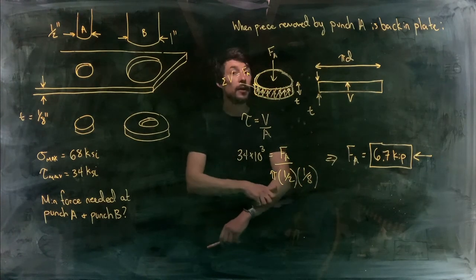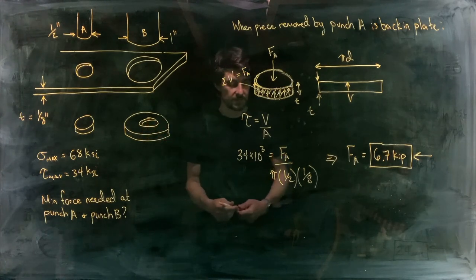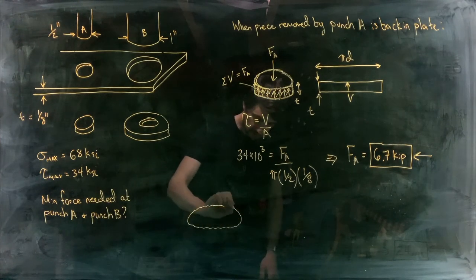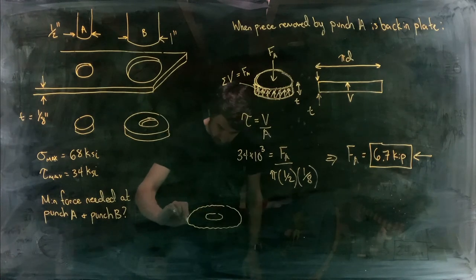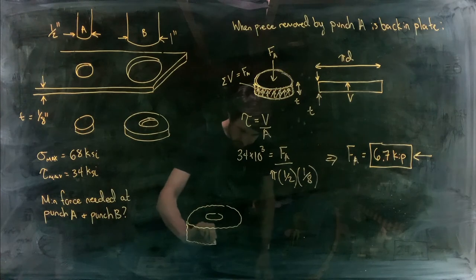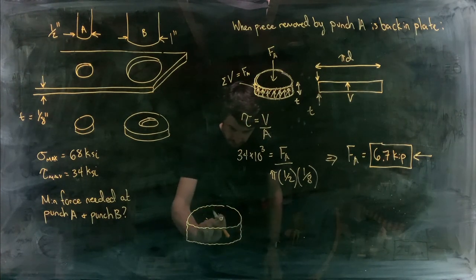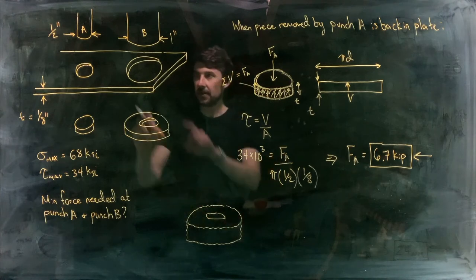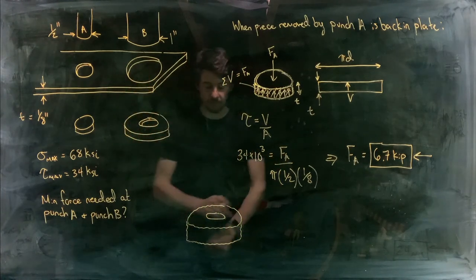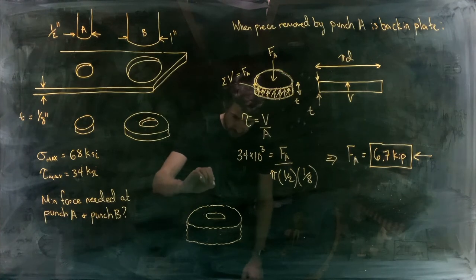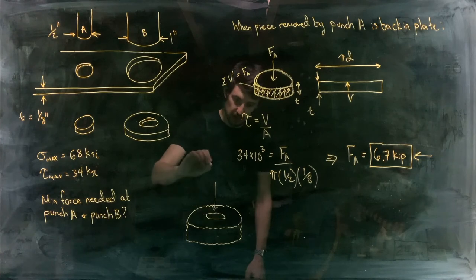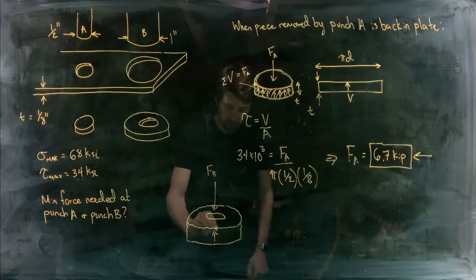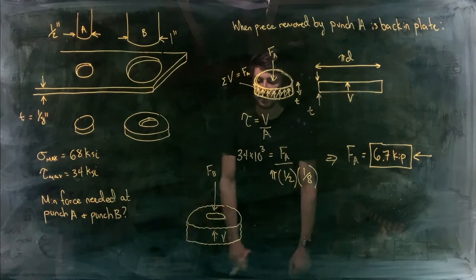Okay, we can do the exact same thing for the second punch. When we look at the second punch here, we've got a piece of material that looks like this. Now that internal surface is just a smooth line there, since that's not a section cut that we're looking to take that out of the plate once it's in there. And again, we've got the force from punch B being applied there. And then all around this cylindrical surface on the outside, we've got the shear force V.